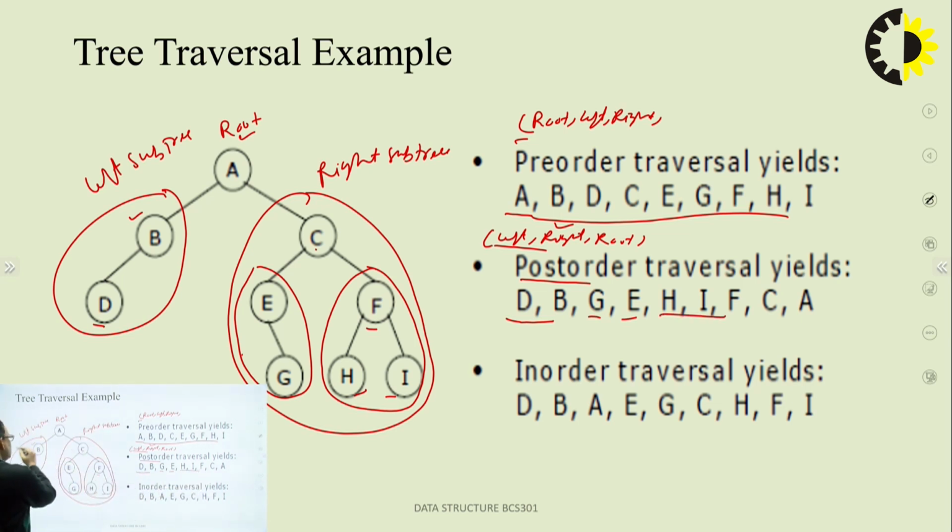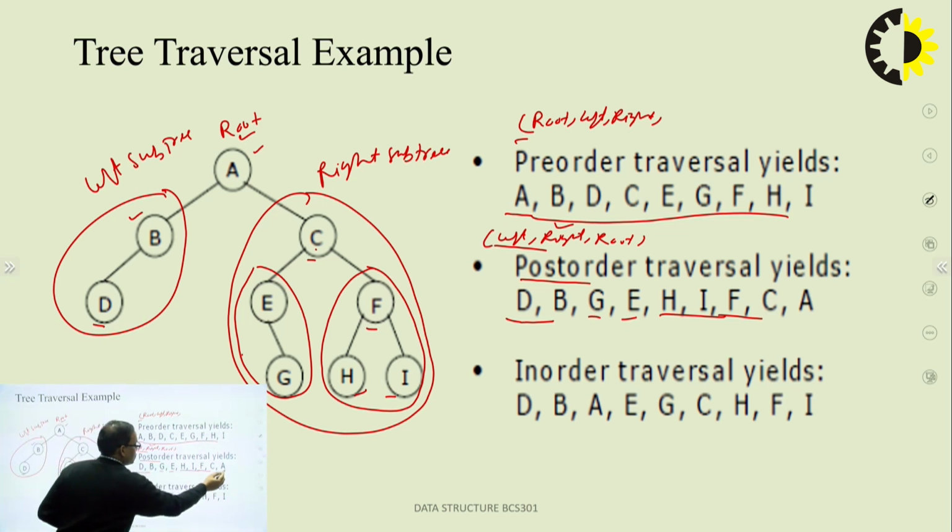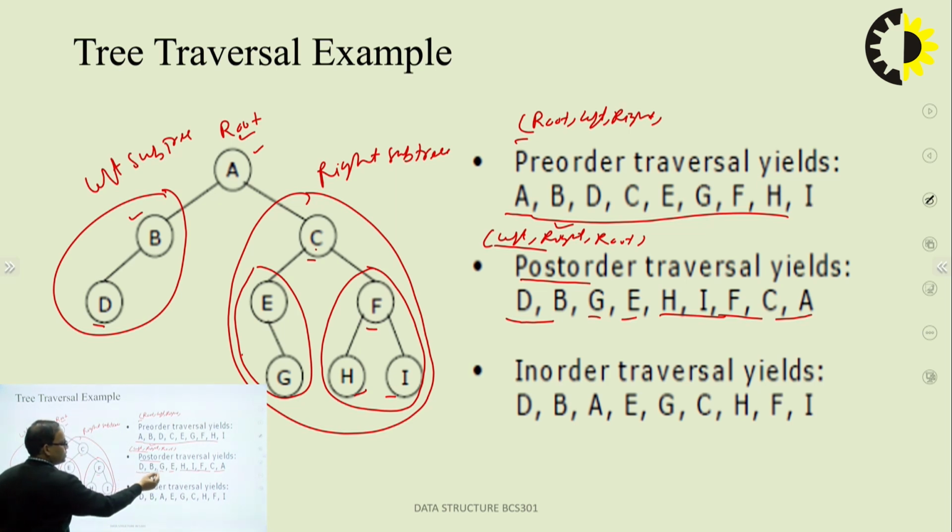Now the left subtree has been visited completely, after this we will visit C. The right subtree has been visited completely. After that we will visit A. So this is D, B, G, E, H, I, F, C, A. This will be the post order sequence of the given tree.